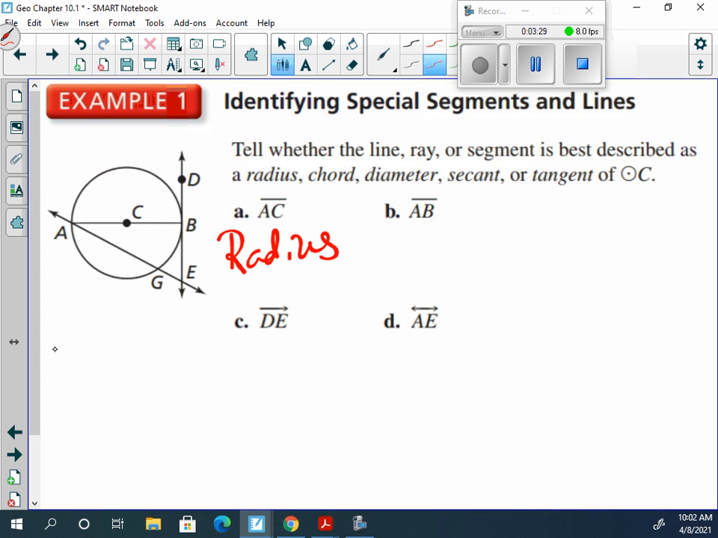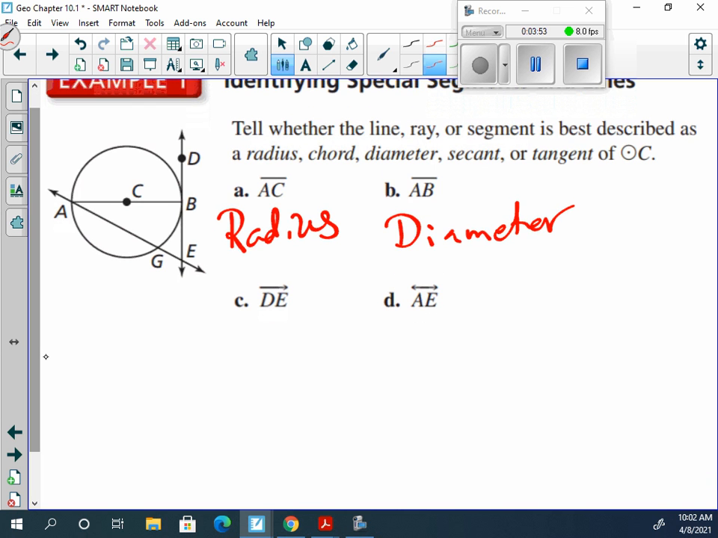AB. Line segment AB would be the what? It would be the diameter. Because AB connects 2 points on the circle and goes through the center, it is considered to be the diameter. It is the largest chord we can draw in a circle. Any questions on the first two we've done so far?